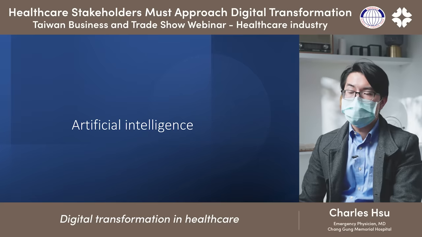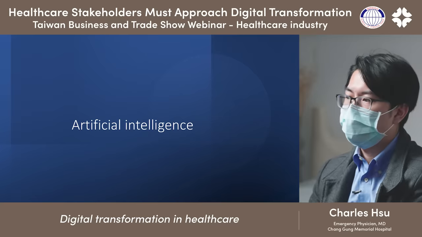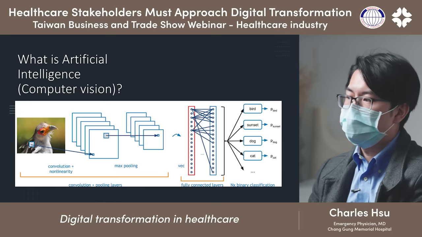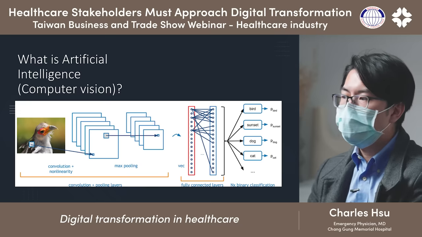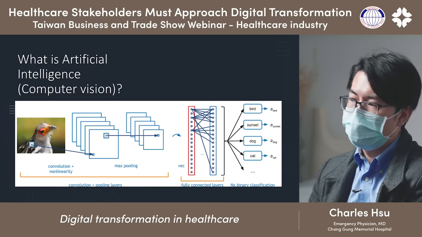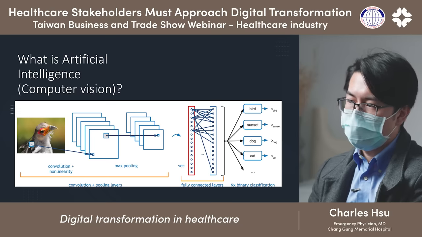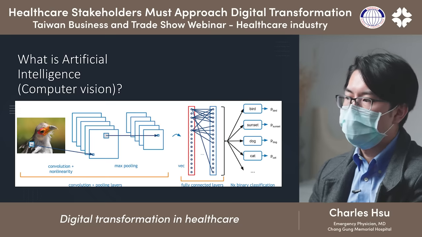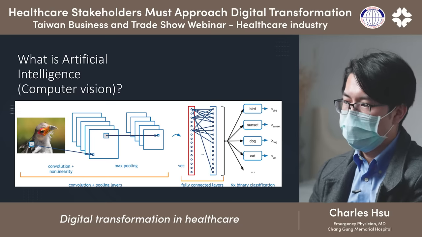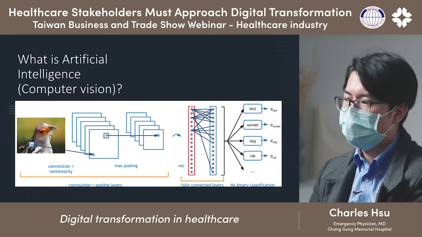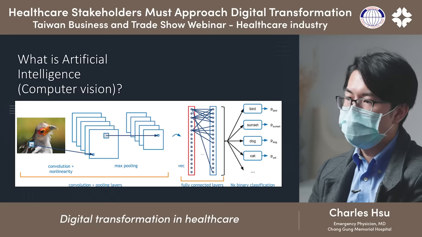Artificial intelligence is an unskippable topic when you talk about digital transformation. So what is artificial intelligence? It's a powerful method that could find the pattern from data and then answer your question. In healthcare, the most widely used technique is called convolutional neural network. It's usually used to do image classification.